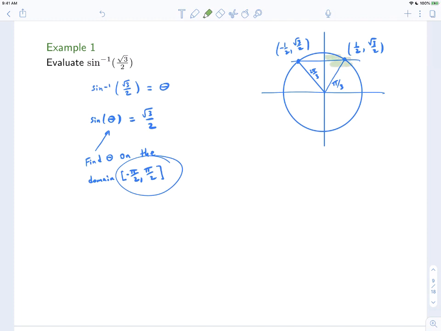Now in terms of the unit circle, that's over here. Minus pi over 2 means a clockwise rotation by 90 degrees. So that puts you right here on the negative y-axis. Positive pi over 2 is the positive y-axis. So that means our angles have to come from this region of the unit circle. You can see that 2 pi over 3 is outside of that region. So what does that tell us? That tells us that theta must be pi over 3.